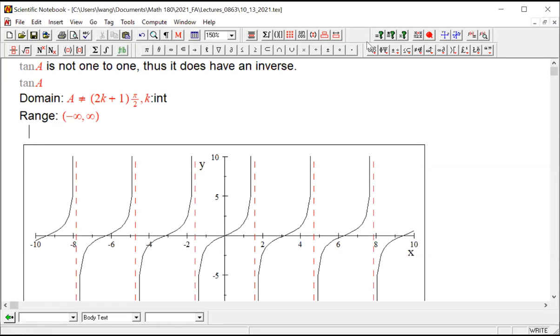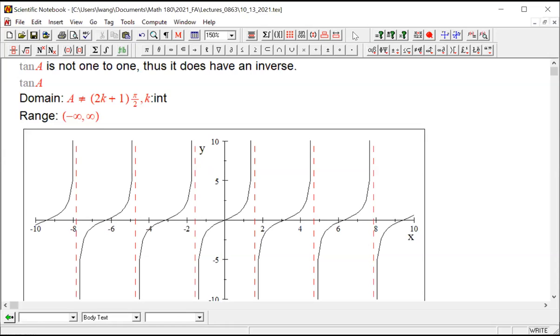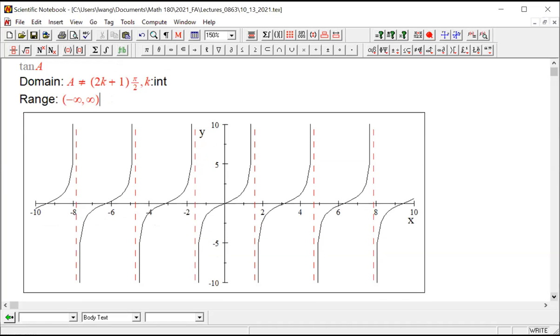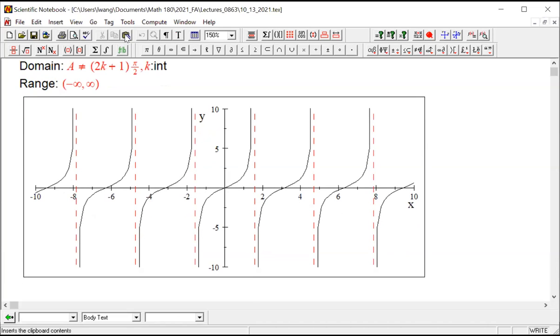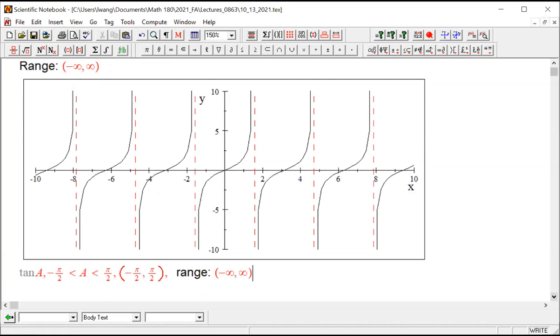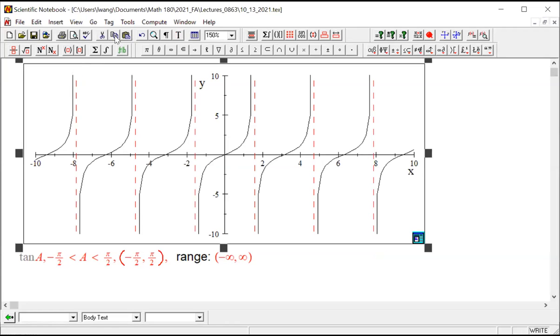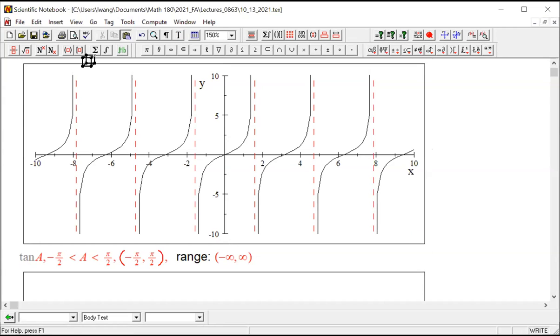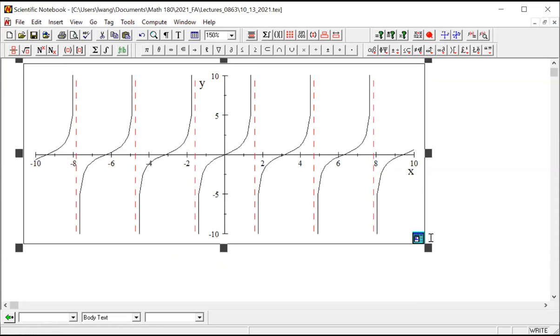Okay, just to make sure you write your notes properly. This is the entire tangent curve. Okay, the domain is x. The input angle can be any real number except odd multiples of pi over 2. The range is from negative infinity to positive infinity. And after the truncation, we have this function left. And the graph is no longer the same.